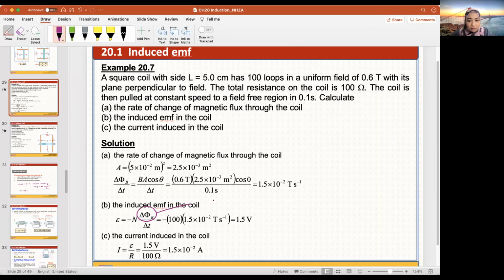And we know that magnetic flux is related to BA cosine theta, or B dot product with A. When you expand it, it becomes BA cosine theta. So your magnetic flux is related to your magnetic field, your area, and also your angle. So if you change the B, the A, or the angle of your area, then you are indirectly or directly changing the magnetic flux. And because this happens over time, it is over time lah.